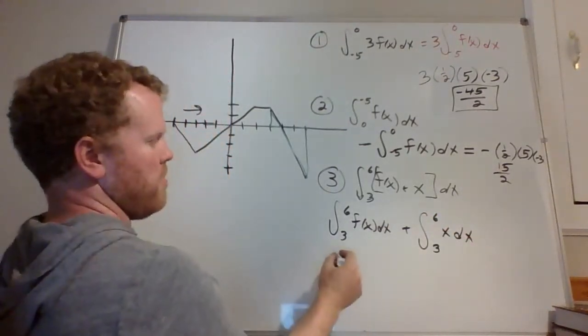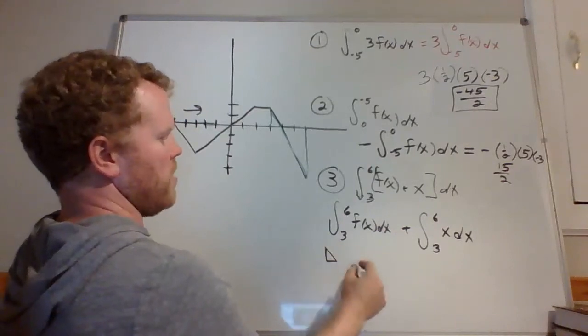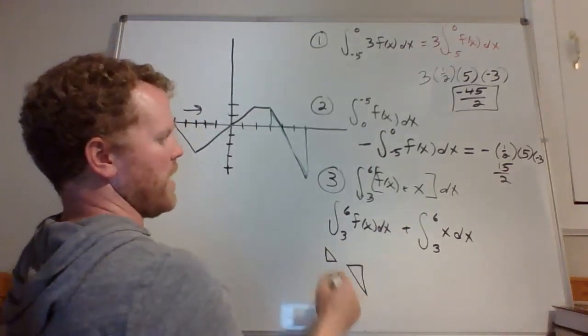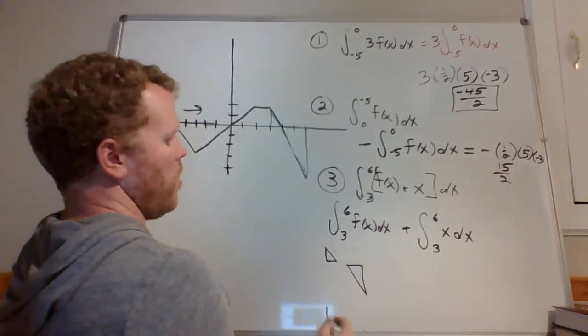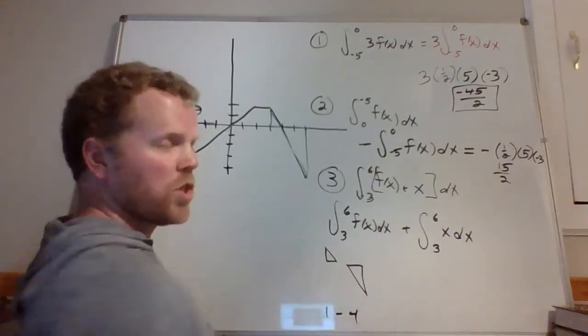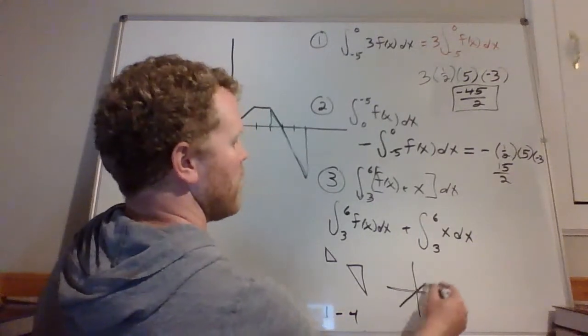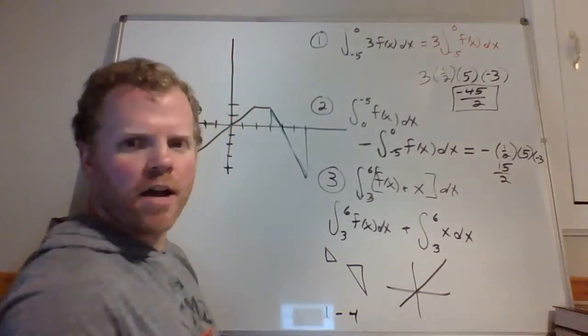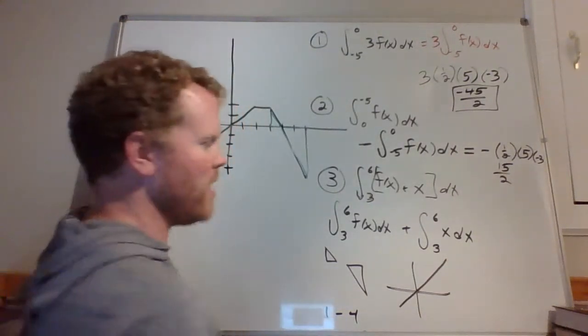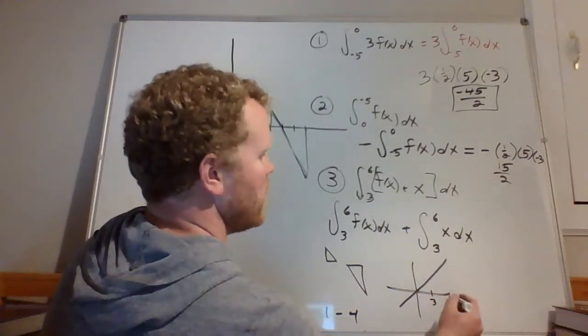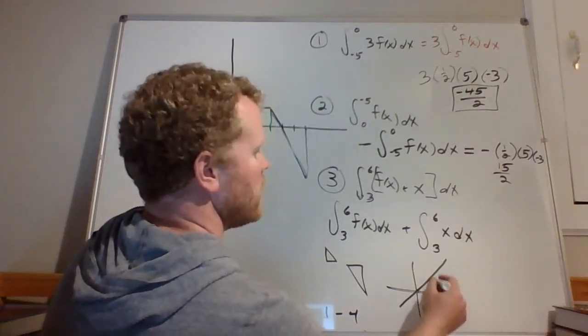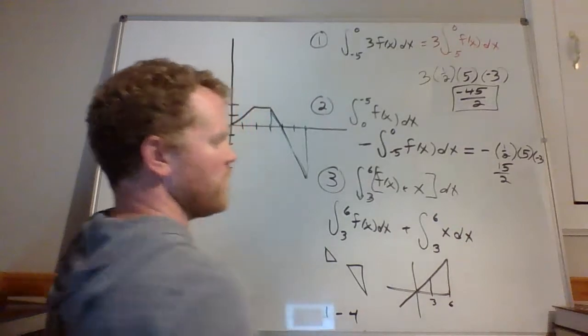This is the same little right side up triangle, upside down triangle. That guy's going to be 1. That guy's going to be negative 4, just like it was before. It's just like, how do you do x? Well, x just makes a big diagonal line. Y equals x is just that diagonal line, and you're just going from 3 to 6. So you're just finding that shape.